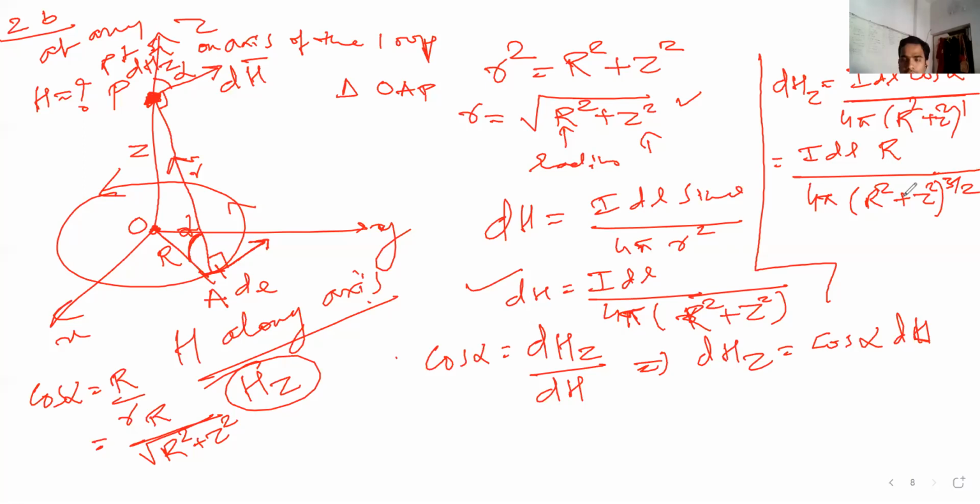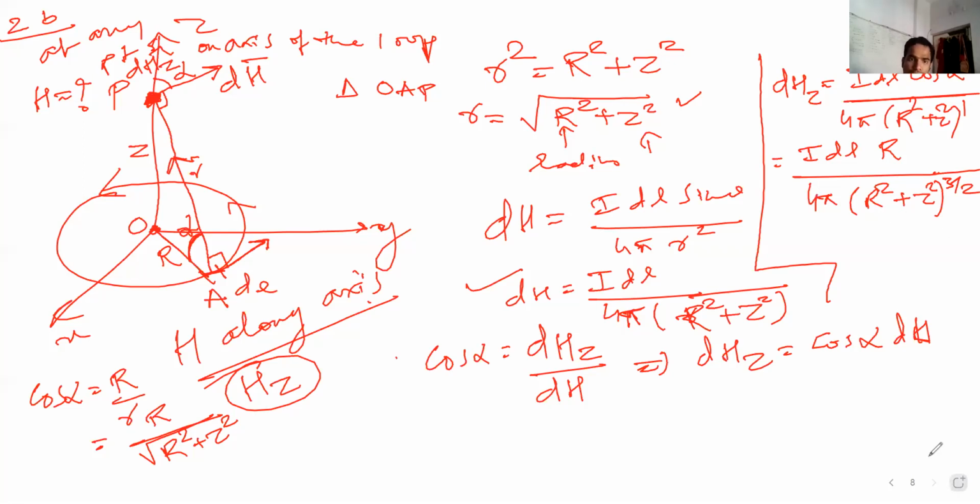Any doubts? Okay, so this is the dHz we have got. Now we need to get total H, total Hz, the total magnetic field intensity along the z axis, or along the axis of the circular loop, because of the entire loop. So this is because of this current element I dl.